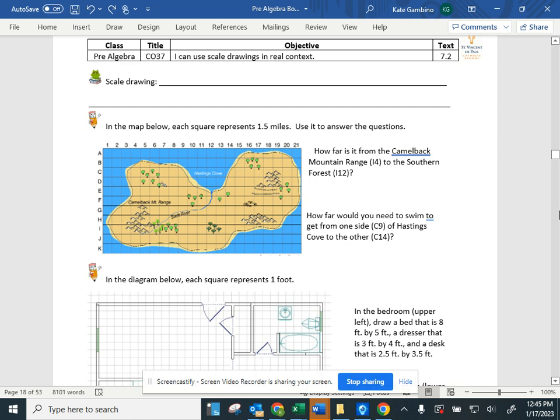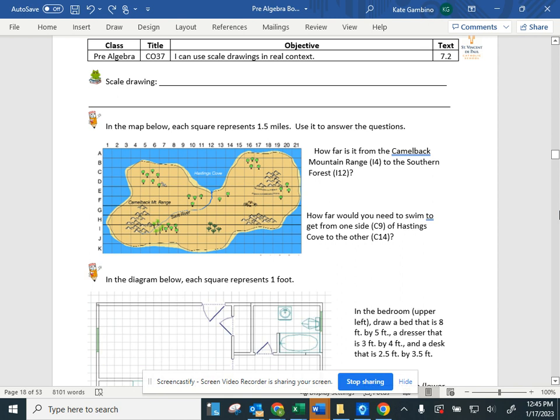Good afternoon. Today, we are still working with things in real context. We've been working with those proportions in real context. Now we are with CO37, we're working with scale drawings in real context. So in order to work with scale drawings, we need to know what a scale drawing is.